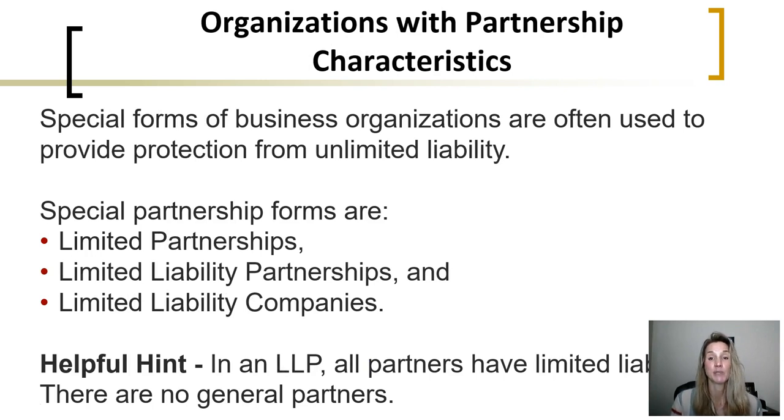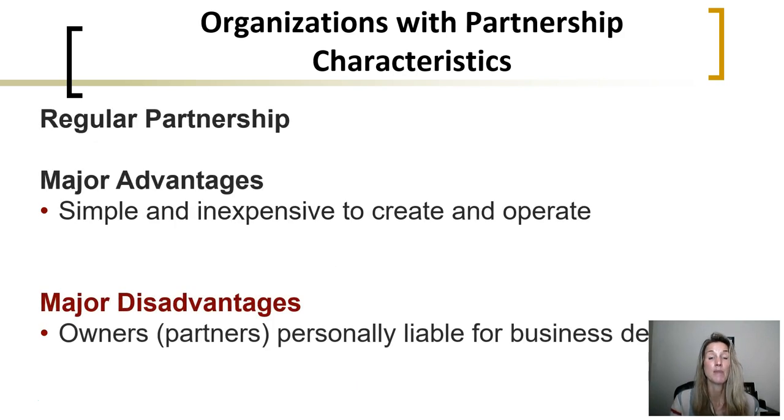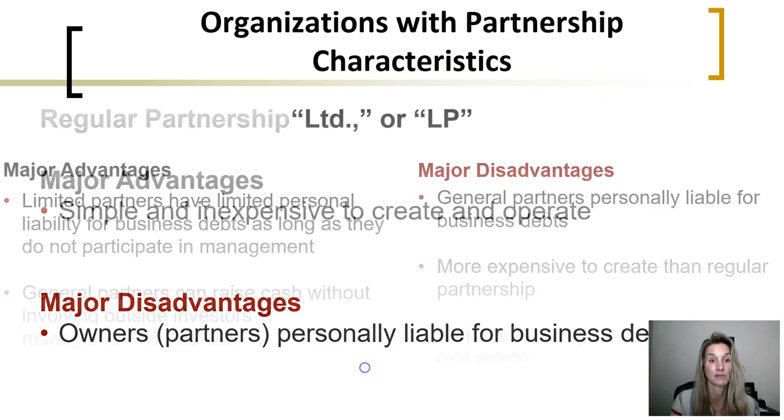There are some special forms of business organizations that are used to provide protection from that unlimited liability concern. Those special partnership forms are a limited partnership, a limited liability partnership, and limited liability companies. Here's a helpful hint. In a limited liability partnership, all partners have limited liability. There are no general partners. The major advantages of maintaining just a regular partnership: it's simple and it's inexpensive to create and operate. The major disadvantage is that the owners are personally liable for the debts of the business.